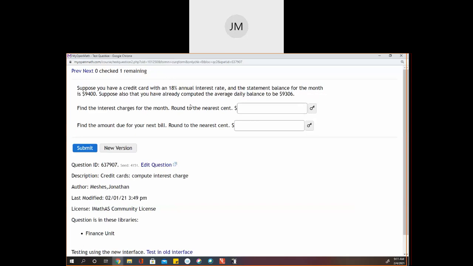Okay. Find the interest charges for the month. So to find the interest charges, we use the average daily balance. Okay. For finding the amount due on your next bill, you do not use the average daily balance.